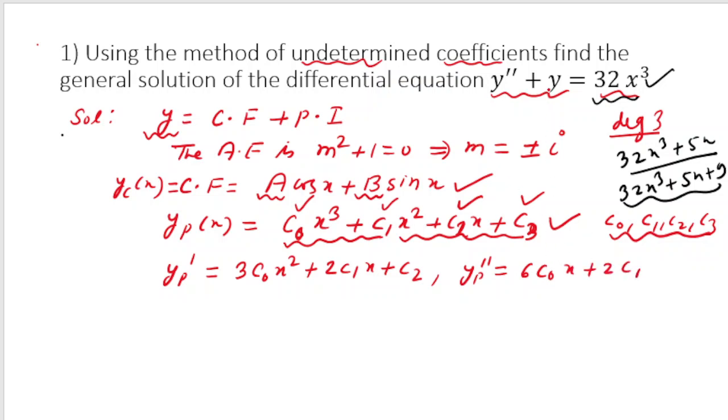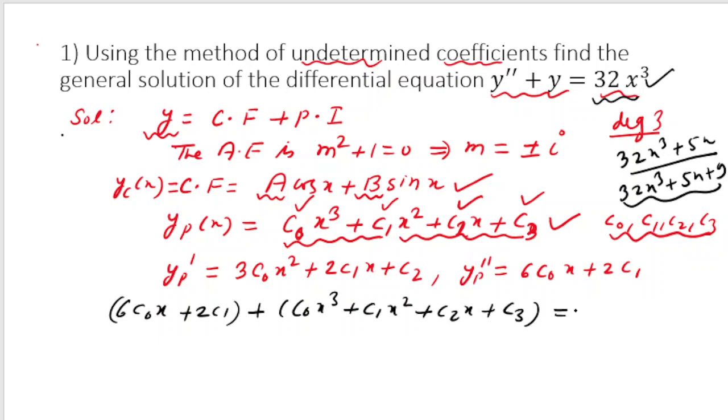So now I have to substitute in the given equation. If I substitute it in the given equation, I get 6C0 x plus 2C1, that is the y double dash part, and then y. In place of y I will put yp, that is C0 x cube plus C1 x square plus C2x plus C3 is equal to 32x cube. Now we have to solve this to get the values of C0, C1, C2 and C3.